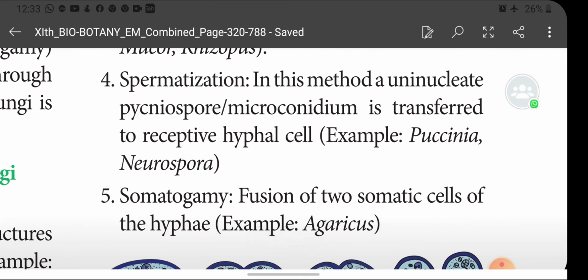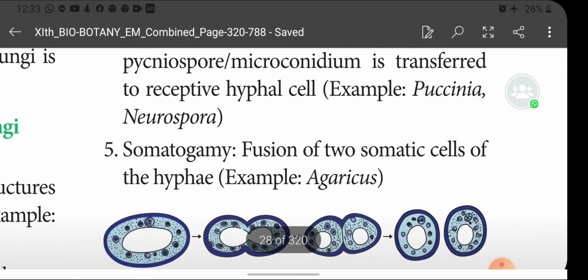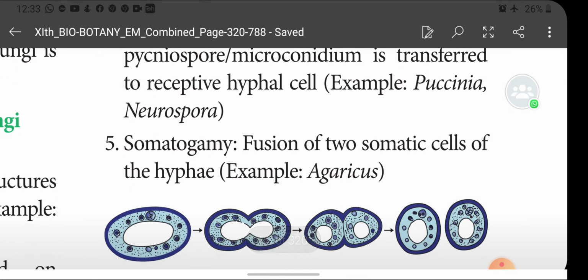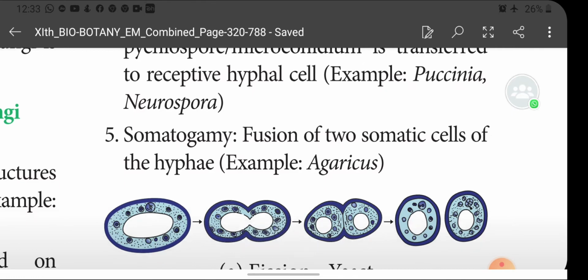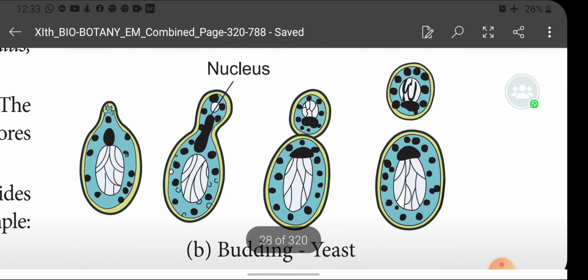In this method, a uninucleate pycnospore or microconidium is transferred to a receptive hypha cell. Example: Neurospora. Somatogamy, fusion of two somatic cells of hyphae, is called somatogamy.